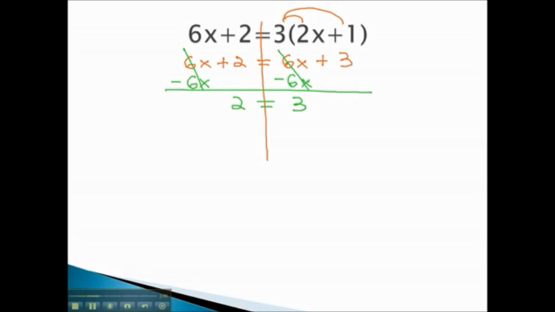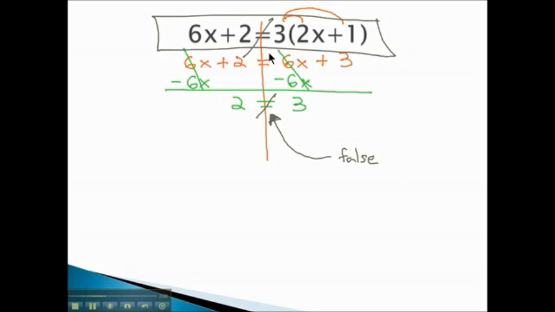This is interesting. The variable has subtracted out completely. What we're going to be interested in is this resulting equation. This says 2 equals 3. Notice 2 does not equal 3. That's a false equation. If this 2 equals 3 is false, then the original equation must also be false as well.